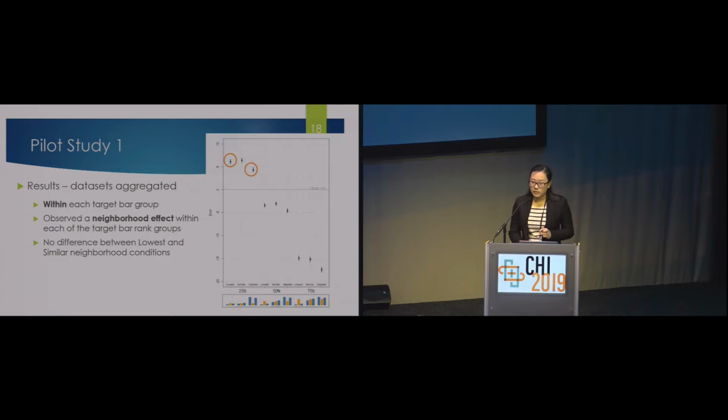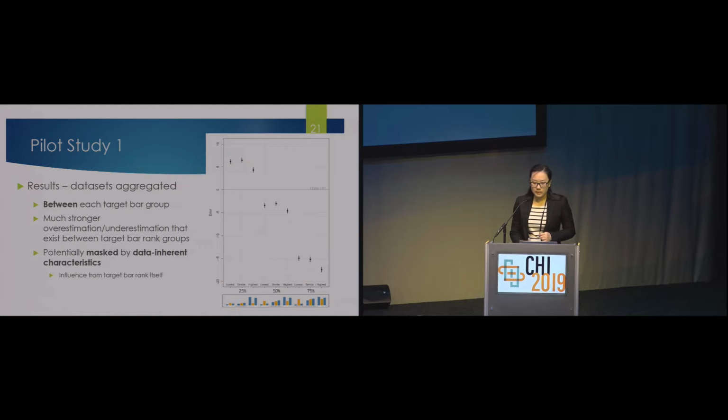For example, here what I highlighted is the 2 neighborhood conditions when the target bar is chosen to be low bar's rank near 25. And we can see that the perceived rank is lower in its highest neighborhood compared to that in its lowest neighborhood. This is consistent with what we hypothesized, and it is also true for the other 2 target bar groups. We did not see any substantial difference between the lowest and the similar neighborhood conditions.